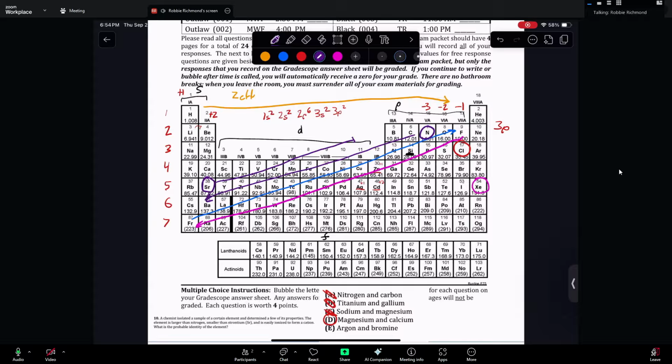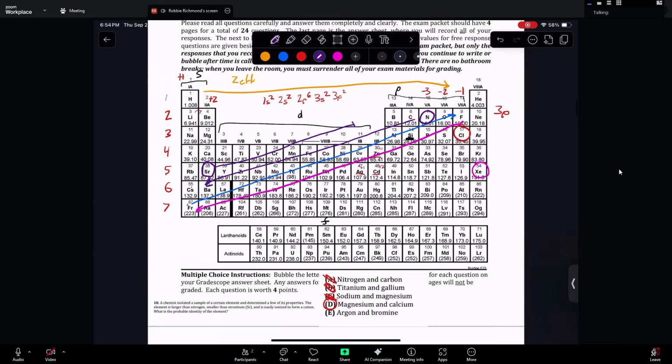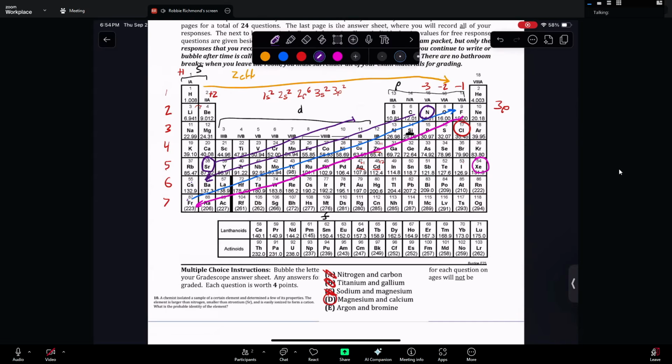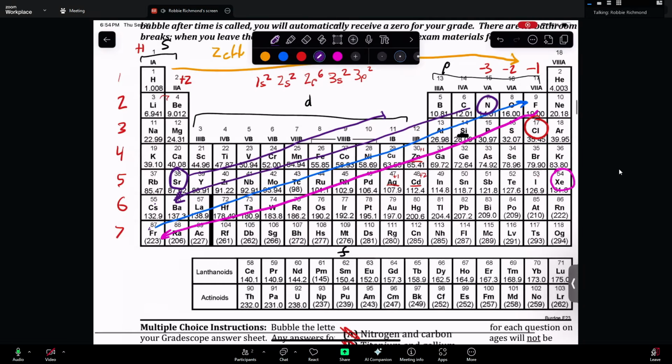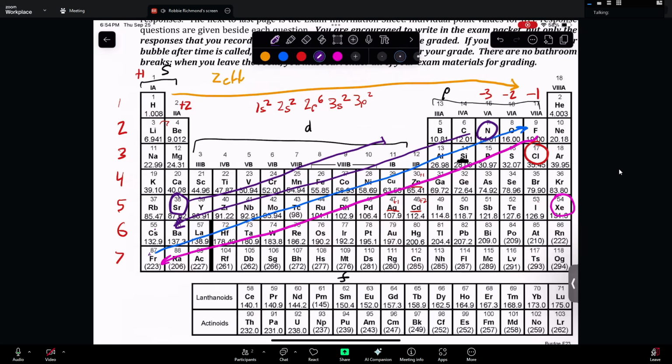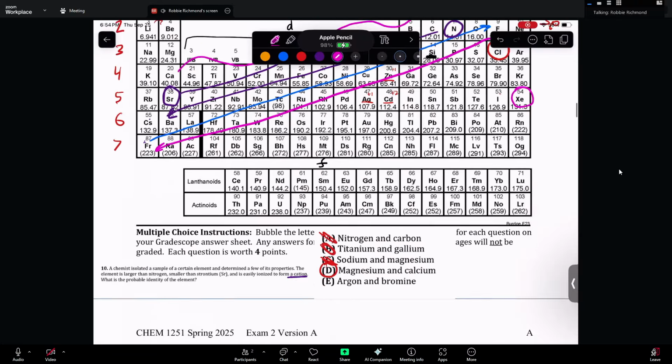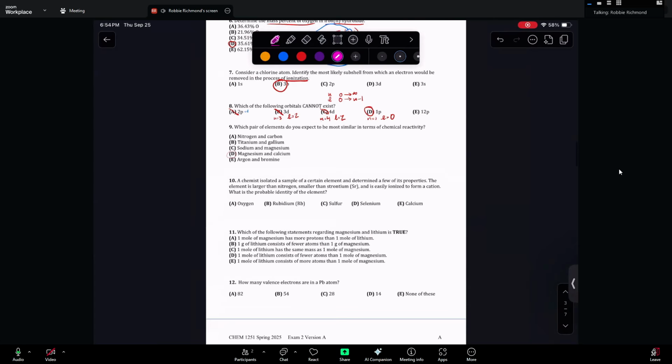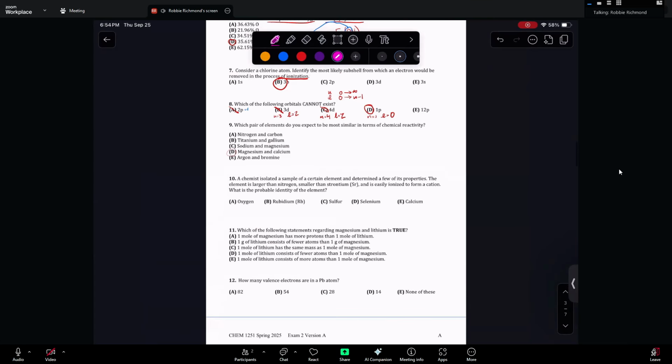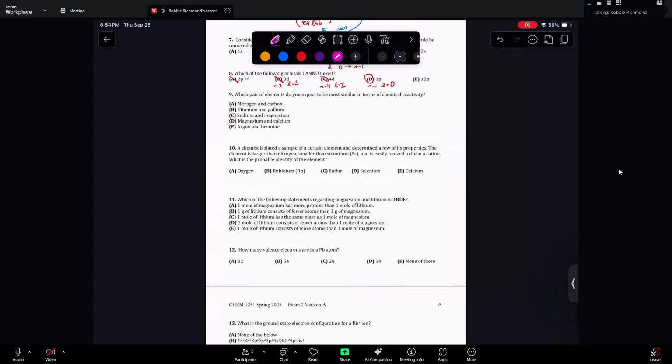So it can't be cesium, it can't be francium. And it's easily ionized to form a cation. So we're talking about things that kind of fall within this realm. So let's see. Anything that falls within the periodic table in that realm.